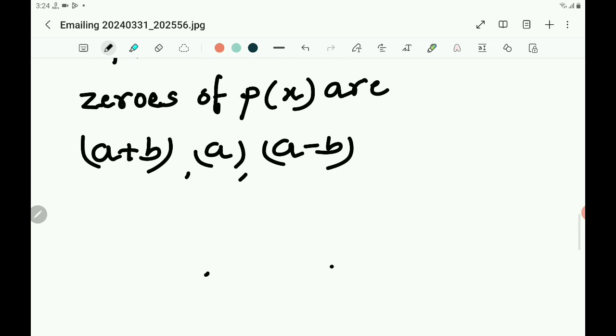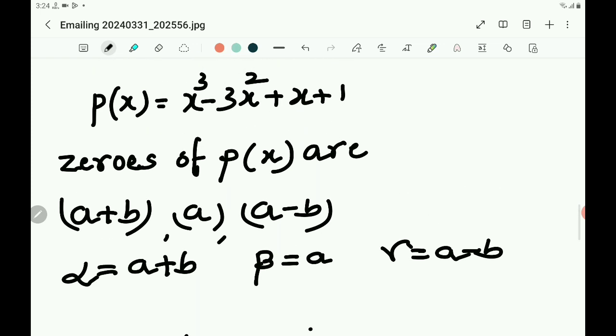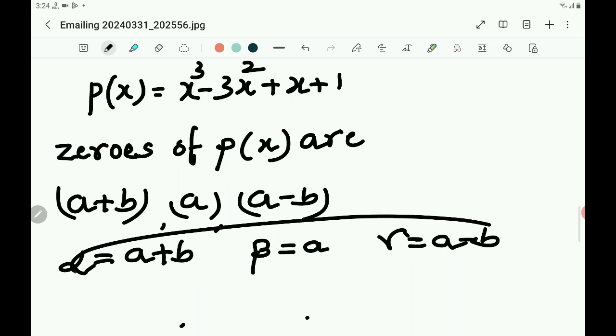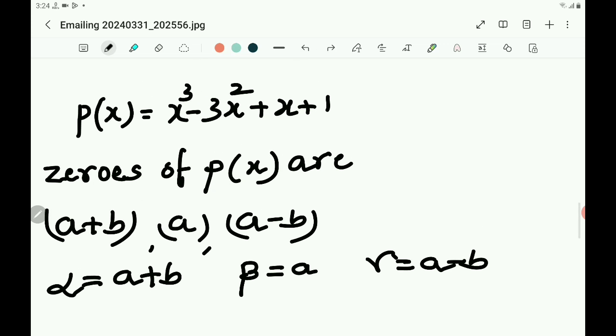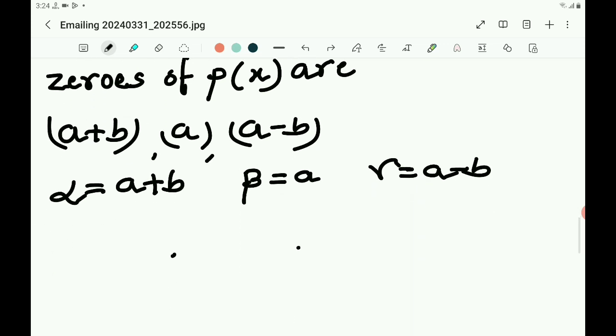Now let us consider first zero is alpha. Alpha is equal to a plus b, and second zero, you consider it as beta, that is a, and third zero is gamma, that is a minus b. Now you know the relation among the zeros and the coefficients of the polynomial. It is a cubic polynomial. Highest power is 3. Therefore, 3 zeros are there. You know it. Next you take the sum of the zeros.